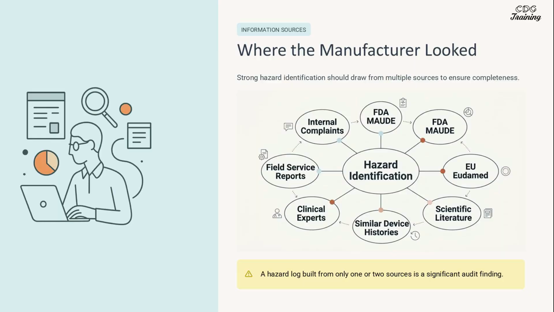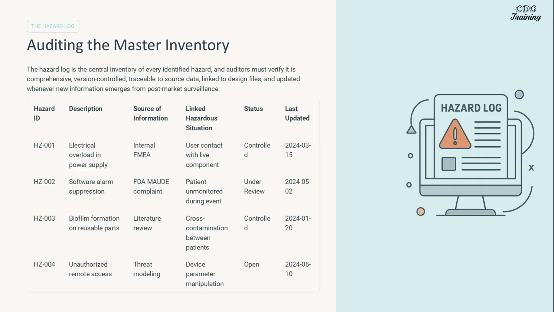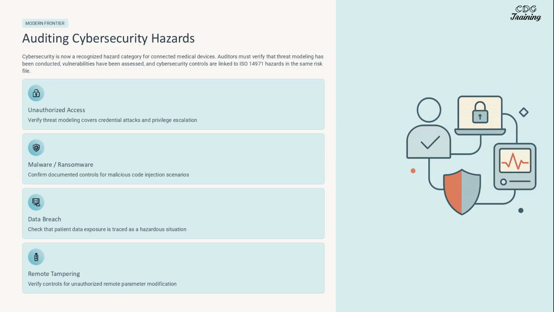Effective hazard identification draws from multiple sources, including internal complaints, field service reports, and scientific literature, to ensure comprehensive coverage. The hazard log is a central inventory of identified hazards. Auditors must verify its accuracy and ensure it is updated with new information from post-market surveillance. Cybersecurity is a critical frontier in hazard auditing. Auditors must verify that threat modeling covers potential attacks and vulnerabilities in connected medical devices.